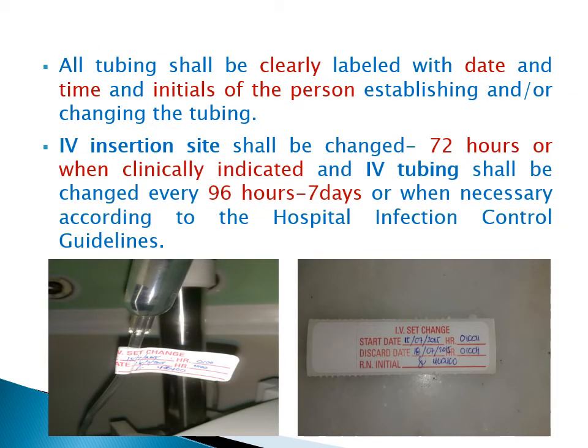As per hospital policy, all tubing shall be clearly labeled with date and time, and initials of the person establishing and/or changing the tubing. IV insertion site shall be changed after 72 hours or when clinically indicated, and tubing shall be changed every 96 hours to 7 days or when necessary according to the hospital infection control guidelines.